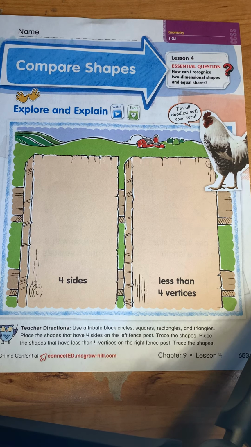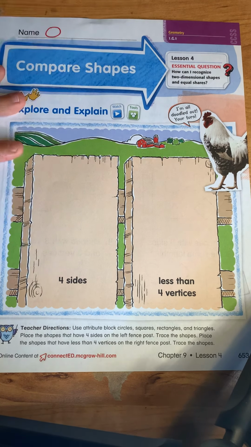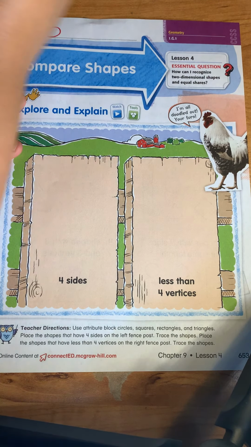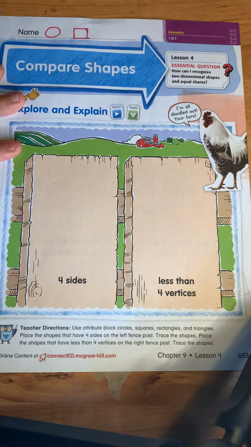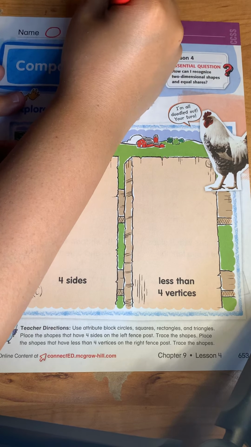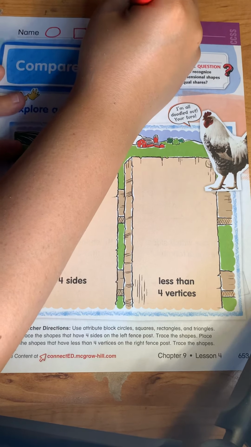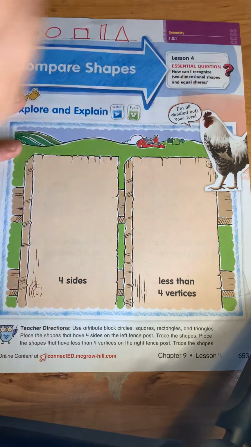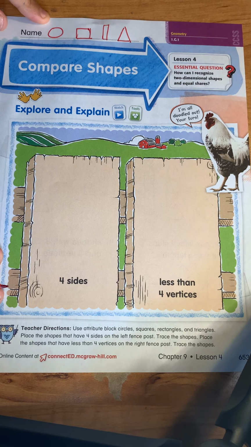So I'm going to draw them up here just so we know what shapes we're working with. We're going to be working with circles, squares, rectangles, and triangles, just so we know the shapes. So let's start with the circle, okay?